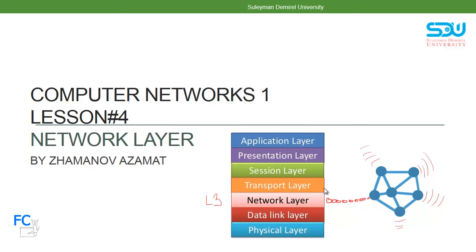In this video lesson, we speak about the network layer of the OSI model. As you see, the network layer is placed on layer 3. So in future, every time you hear words like L3, you have to immediately think about the network layer and its addressing and its protocols.